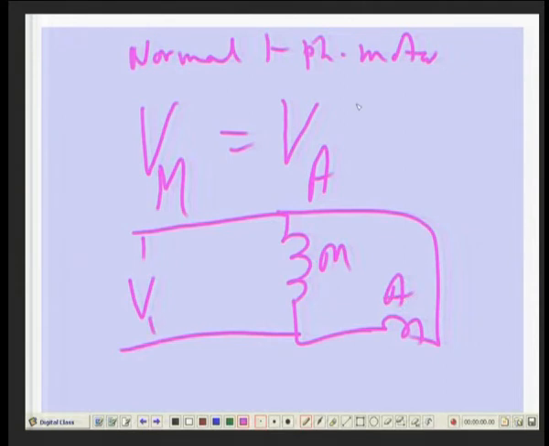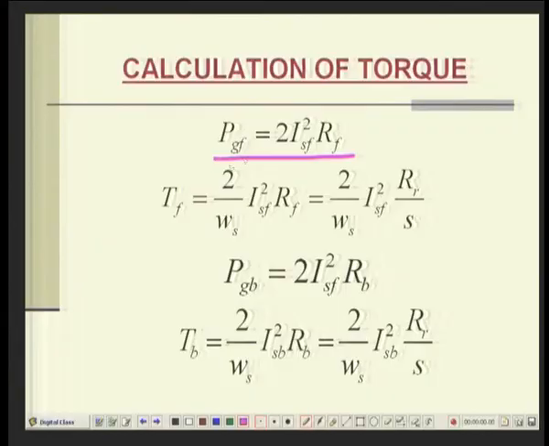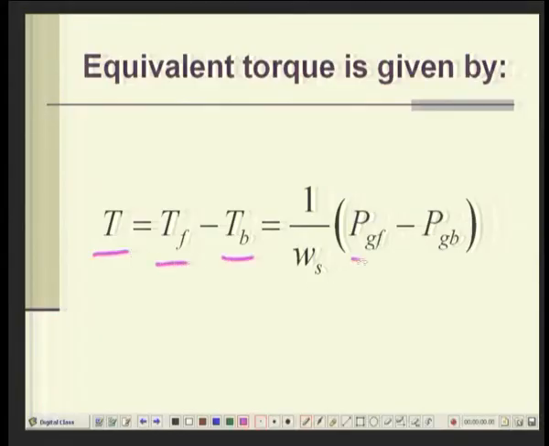So, you must know this constraint. We will close quickly. You can calculate the torque: PGF is twice IF square RF, that is TF, then PGB is twice IB square RB and TB is this. You can find the forward and backward torque now that you know the currents in the windings after solving for them. The torque will be TF minus TB, which is 1 over omega s (PGF minus PGB). This will be the net equivalent torque.